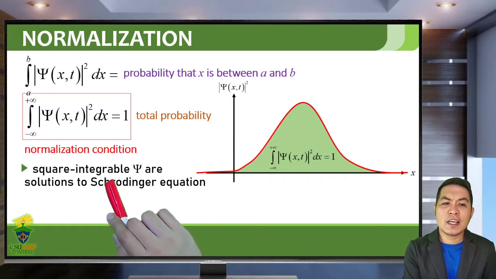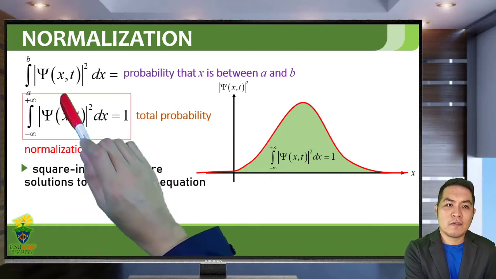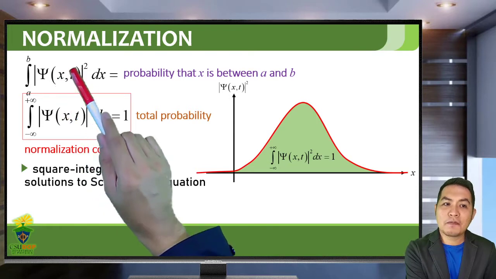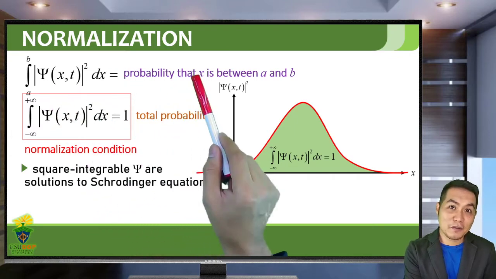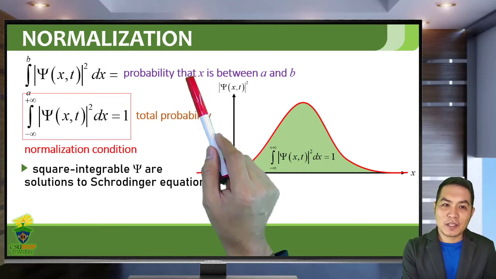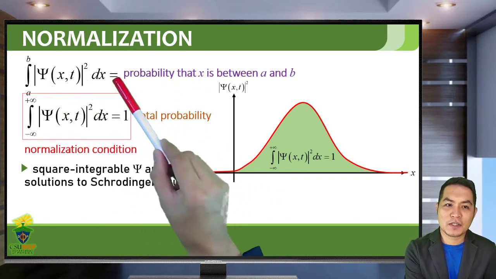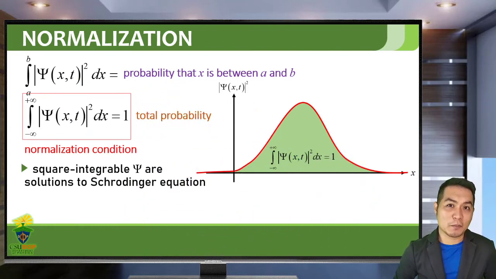When you say square integrable wave functions, it means that if you square the wave function and you integrate it, you must get a defined value. You must not get an undefined value. So if your wave function satisfies this equation and it has a defined value, then it is a square integrable wave function.